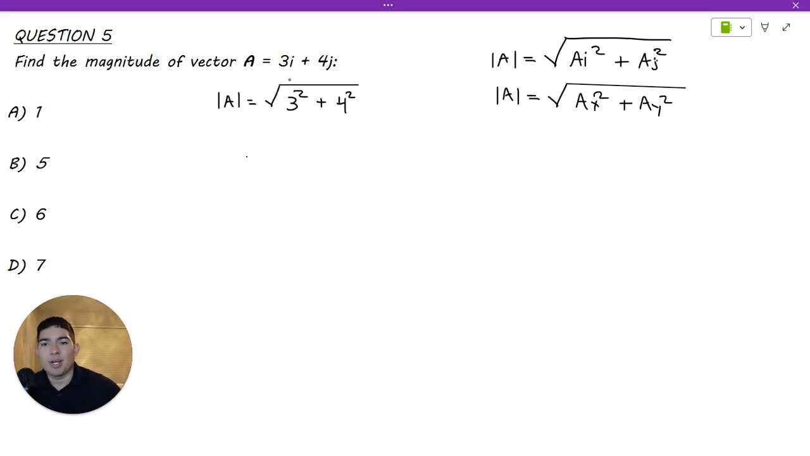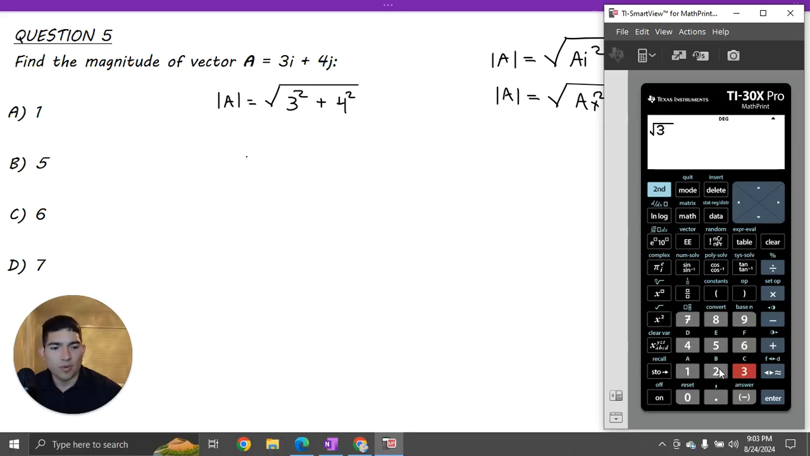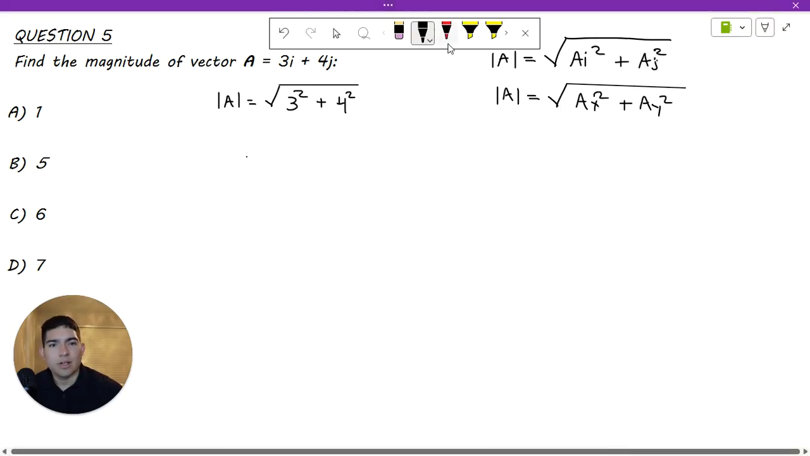So this is the vector that we have in our problem, and then over here on the right is just the more generalized formula of how you find that magnitude. In our case, we have I and J components, but most of the time you might see X and Y component or X, Y, and Z component. All that being said, the quickest way to find the magnitude of a vector is by using your calculator. So we basically just plug that formula into the calculator. So we'll have 3 squared plus 4 squared all under the square root, and that's going to give us a result of 5. Now if we take a look at the multiple choice, the answer is going to be B.